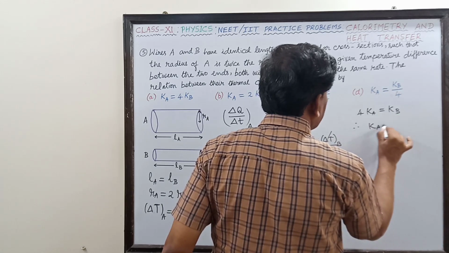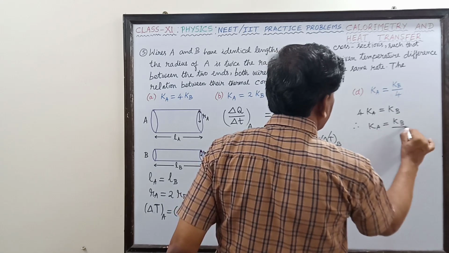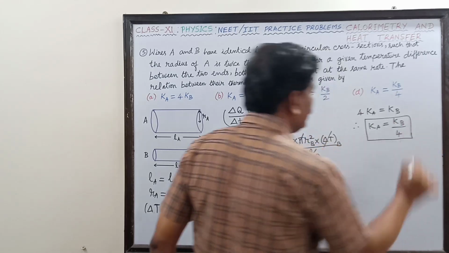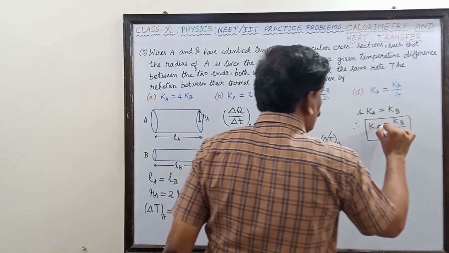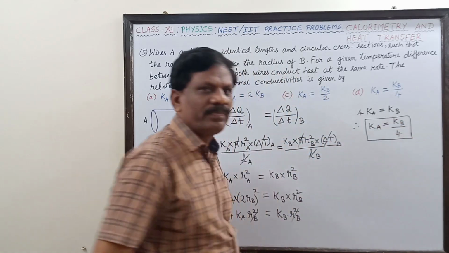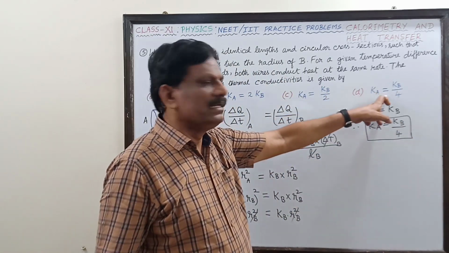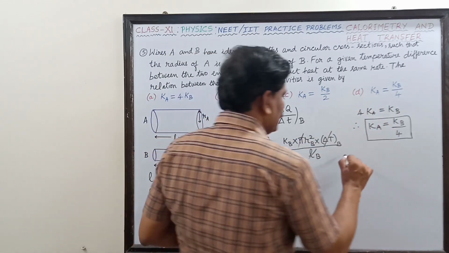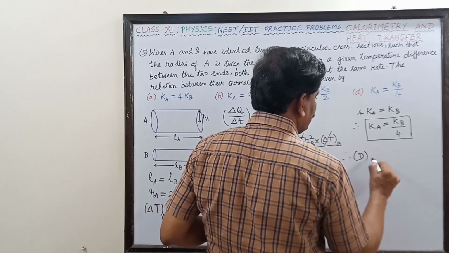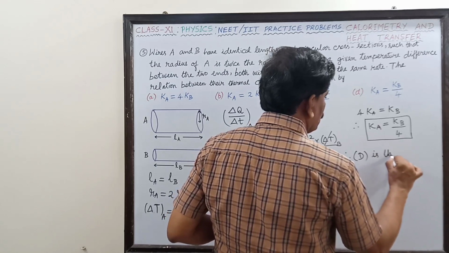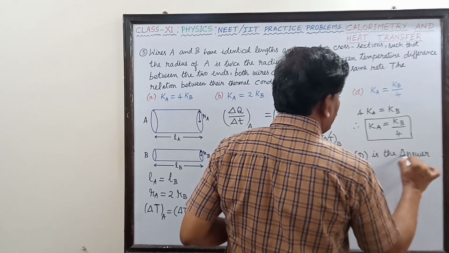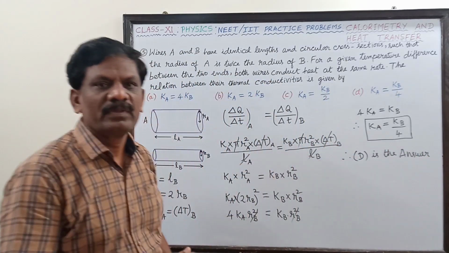Therefore Ka is equal to Kb divided by 4. So we have got the answer. Ka is equal to 1/4 of Kb. So that is option D itself we are getting. Okay, so option D must be the correct answer. So Ka is equal to Kb by 4.